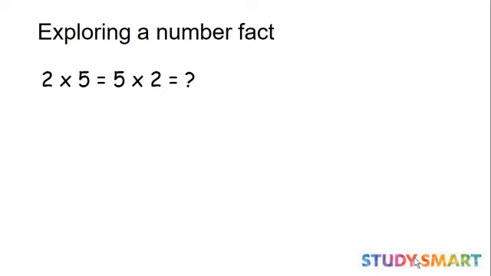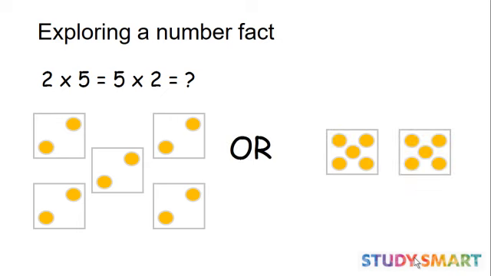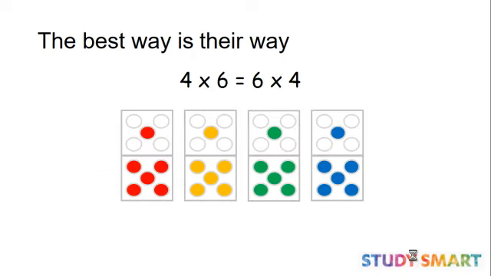Discussing the illustration of a number fact with learners helps them arrive at what makes best sense for them to remember. For example, 5 2s and 2 5s can both be made with counters, and the learner can decide which is the easiest for them to remember that the product of both 2 and 5 is 10. The best way is their way.